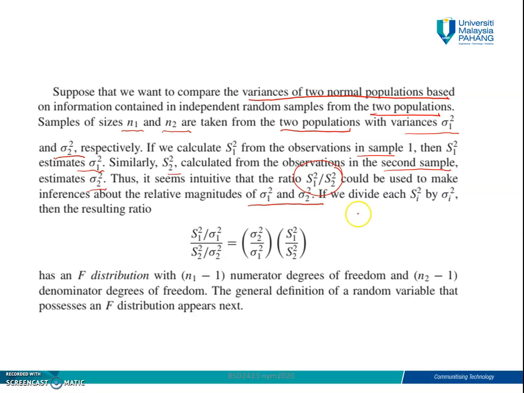If we divide each S i square by sigma i square, we will have this ratio. If you remember, this gives you an F distribution with n1 minus 1 degrees of freedom for the numerator and n2 minus 1 degrees of freedom for the denominator. So generally, we can say that this gives you an F distribution. The proof will be discussed in the next video.